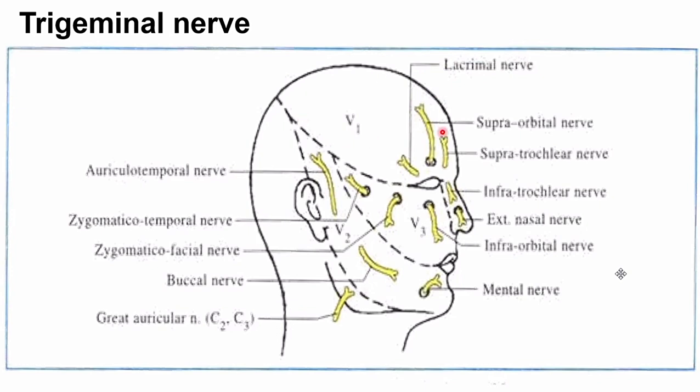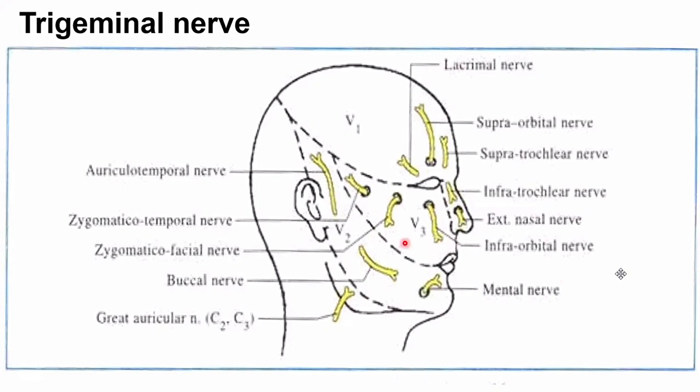And the maxillary nerve supplies the zygomaticotemporal area here, the infraorbital, the cheek, and the upper lip. That's the maxillary nerve.